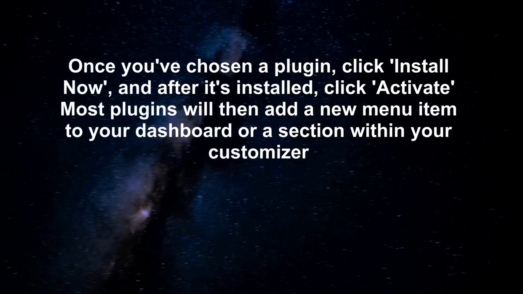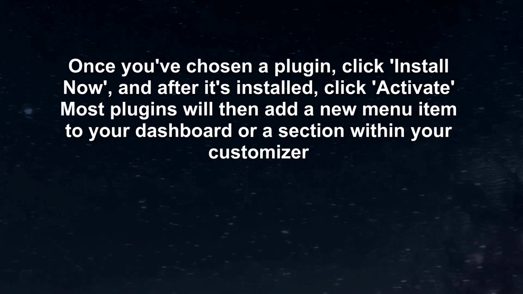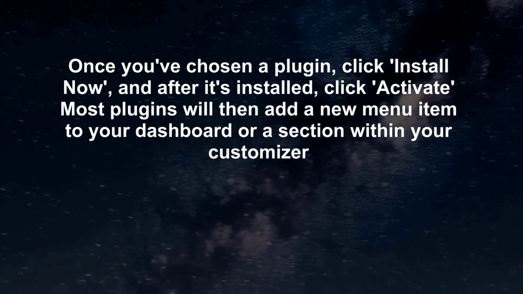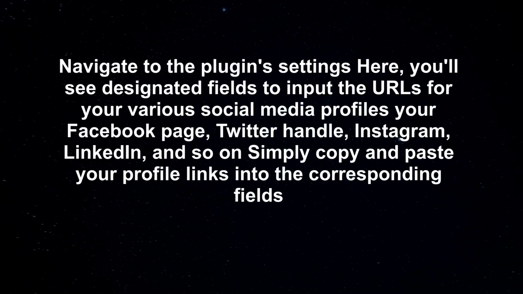Once you've chosen a plugin, click Install Now, and after it's installed, click Activate. Most plugins will then add a new menu item to your dashboard or a section within your customizer. Navigate to the plugin settings here.